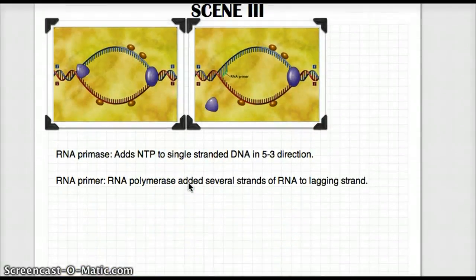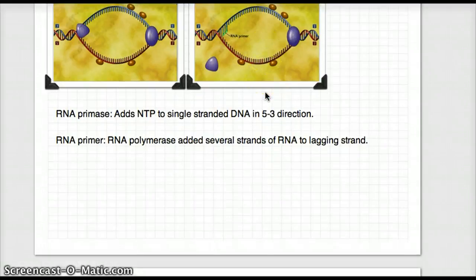Next, RNA primase. It adds NTPs to single-stranded DNA in a 5 to 3 direction. An RNA primer is several strands of RNA added to the lagging strand.